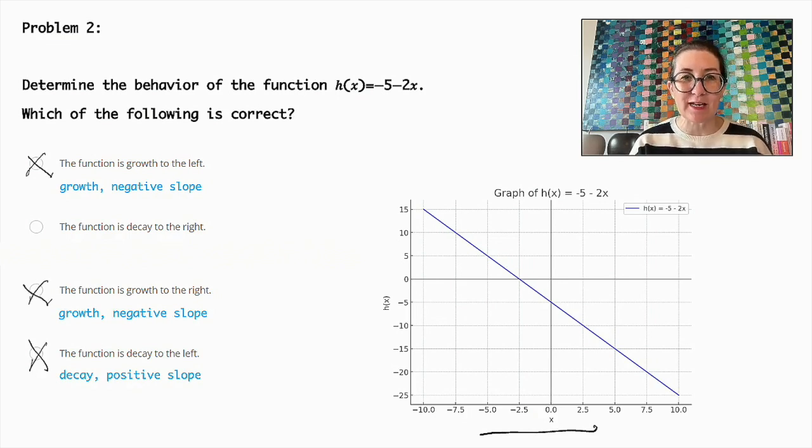The correct statement is that the function is decay to the right. With a negative slope of -2, as x increases, moves right, the function values decrease, indicating decay.